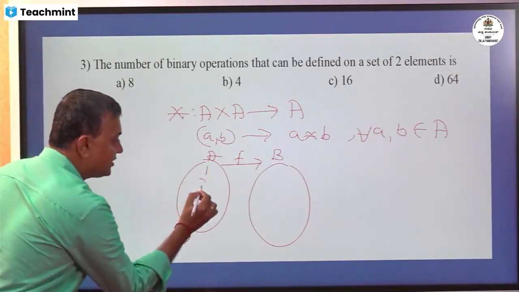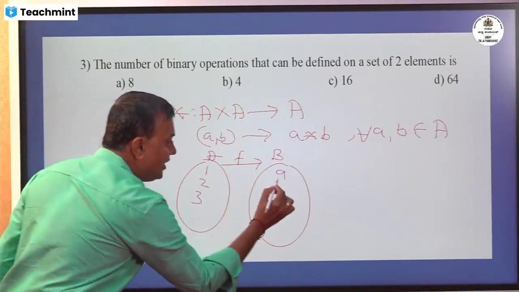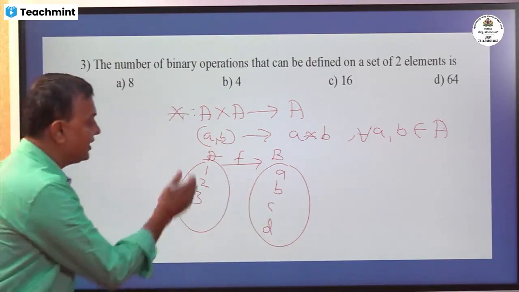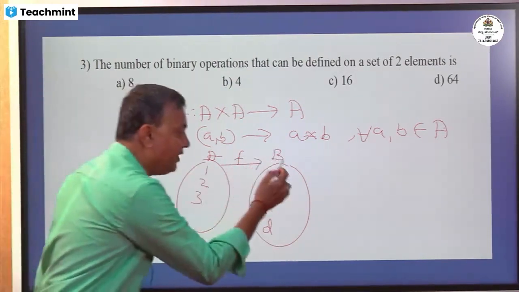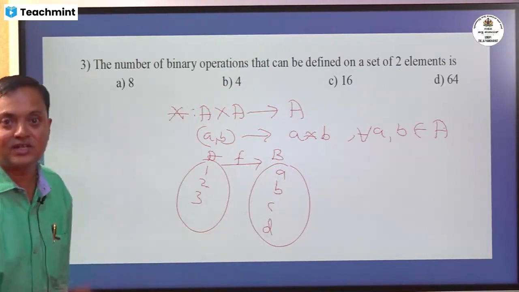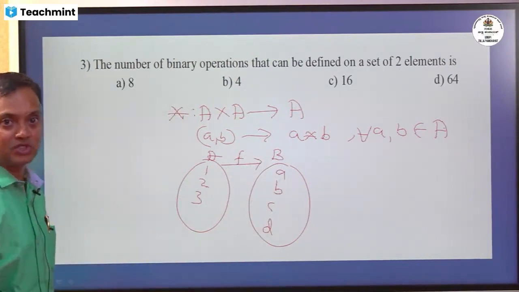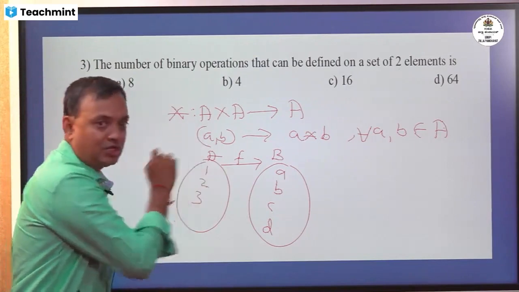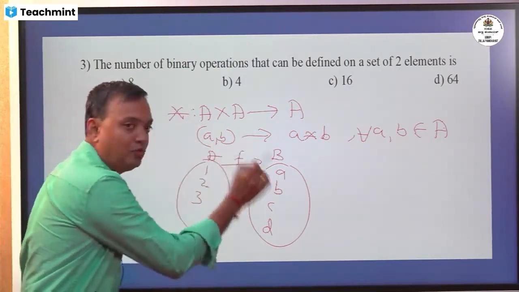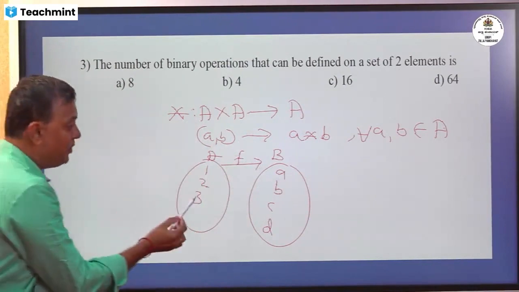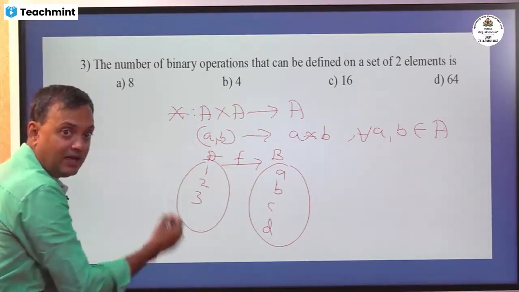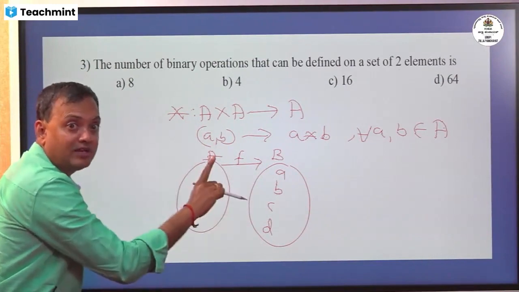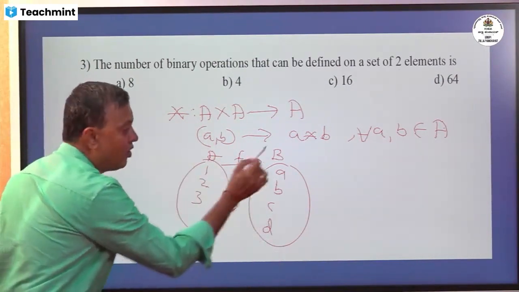Set A contains 1 2 3, here B, A B C D. How many functions? Set A 3 elements, set B 4 elements. How many functions are possible? What is meant by function? F is a function from A to B if every element of set A assigns to, mapping to one and only one element, unique element of set B.